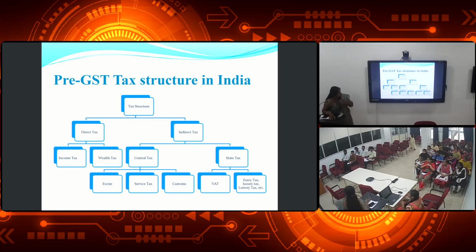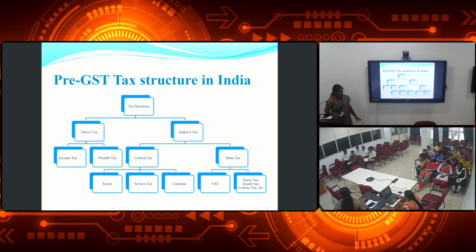Then in the state, what all taxes are collected? VAT, entry tax, luxury tax, lottery tax, and entertainment tax. These are collected in the state. So it is called pre-GST. Before implementing GST, this is the way tax was collected. Okay, so two types of tax are there. One is direct, another one is indirect. In direct we have three common types. In indirect we have two common types.